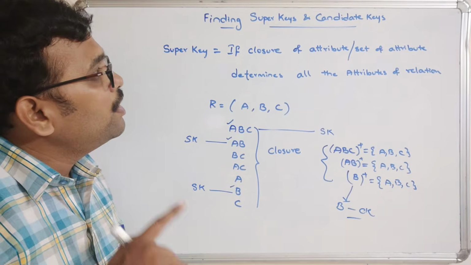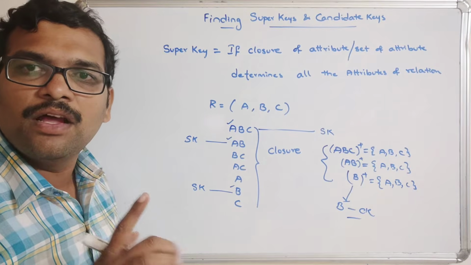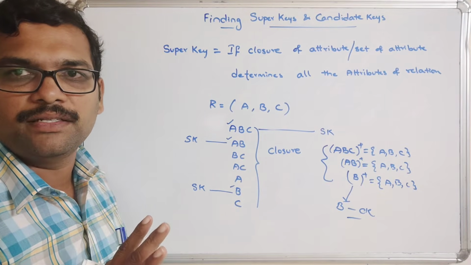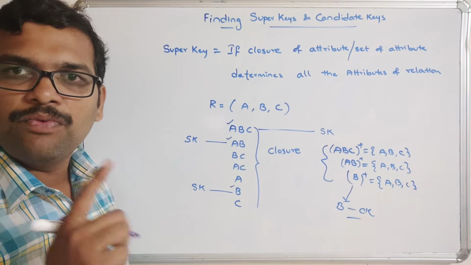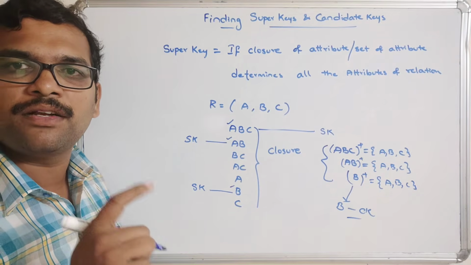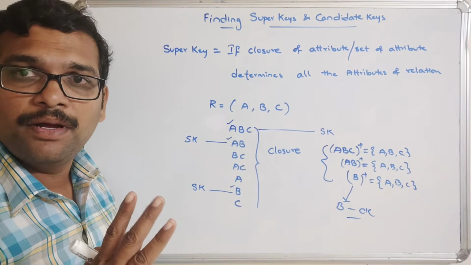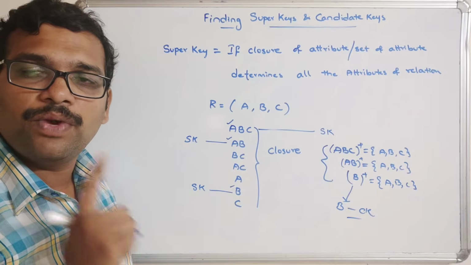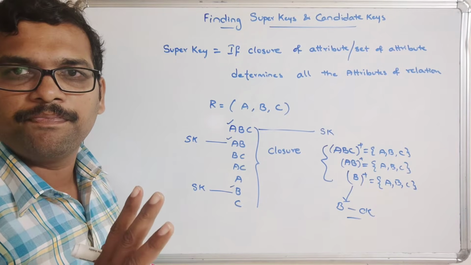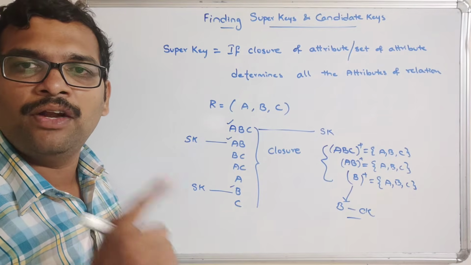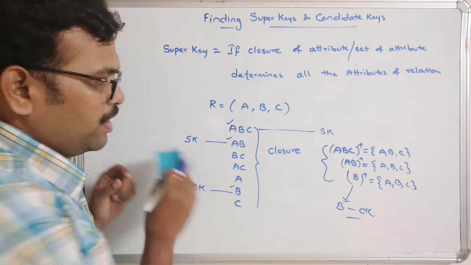So now, what is the first step? We have to find the super keys. The second step, we need to find the minimal set of super keys. That's a candidate key. And the third step, we have to check whether the relation has only one candidate key or multiple. If so, we have to find the other candidate keys. That we'll discuss now.